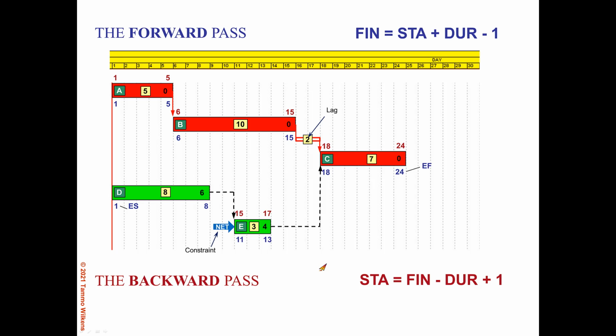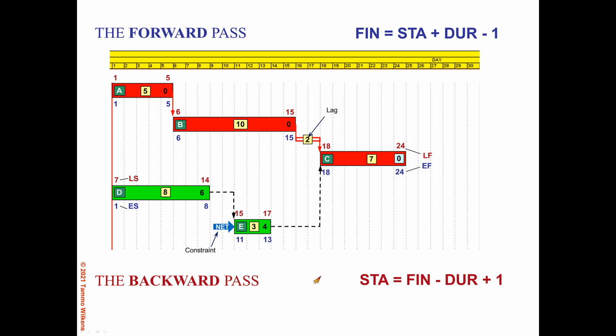And for the green path, E now can, however, finish as late as day 17, 1 day before C needs to start, in which case it would have to start on day 15. And now activity D, notice that the constraint does not come into play on the backward pass. So activity D needs to finish no later than day 14, in which case it needs to start no later than day 7. So now we have our late dates.